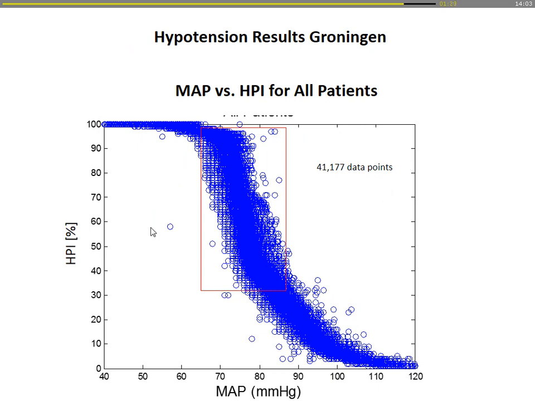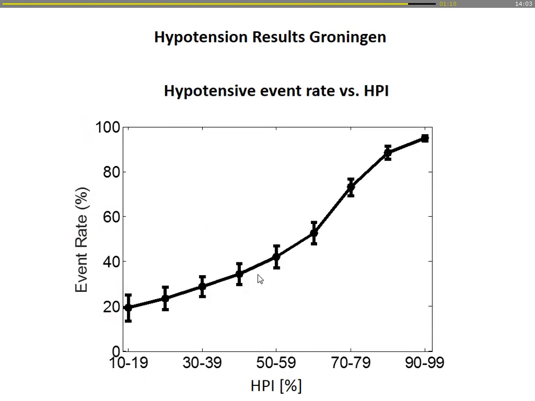And these are all the data points that we gathered, and you can see that the hypotension index is not just a reflection of mean arterial pressure. You can have a mean arterial pressure with high or low predictive ability. And these are the hypotensive event rates from our data. So you can see the higher the probability indicator tells you that hypotension will occur, the higher was the actual event rate, going to 100% when the HPI tells you.